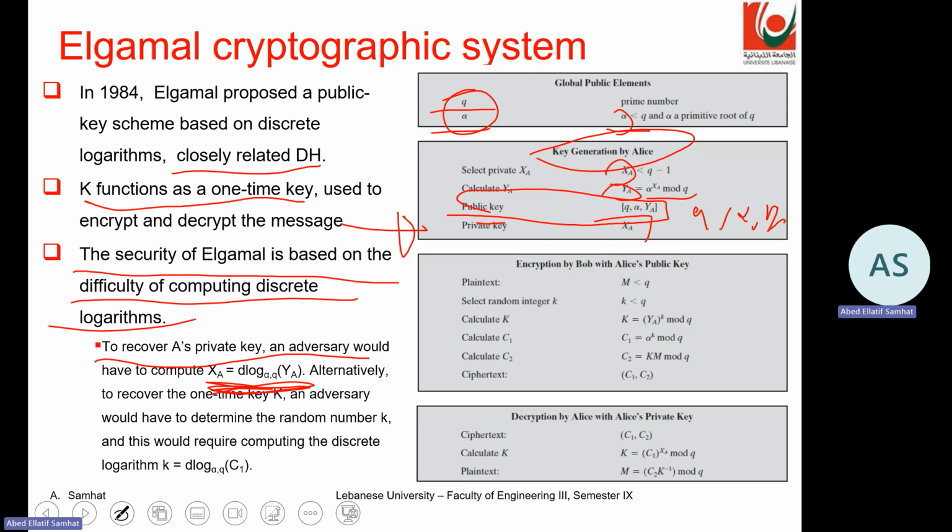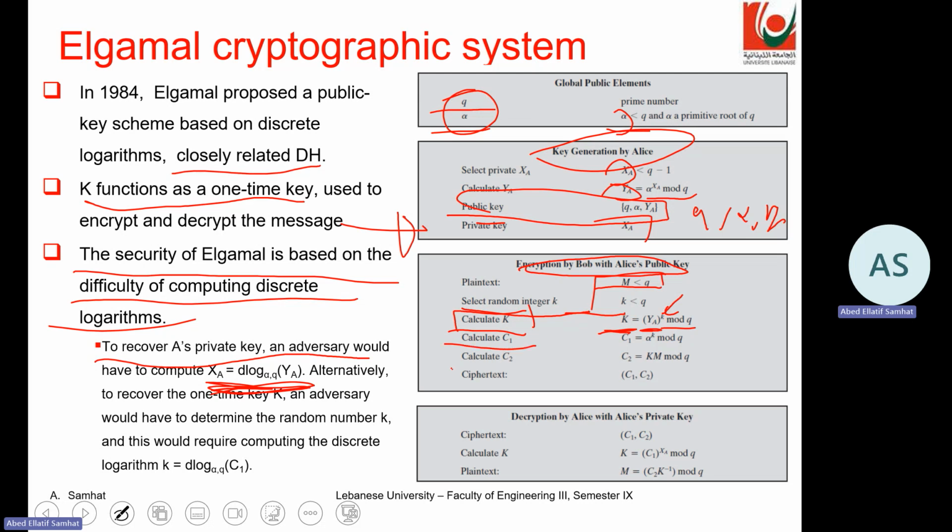So in this case, if Bob wants to send a message to Alice, Bob will encrypt this message with the public key of Alice. So typically, if we have a plain text, it should be less than Q because we are working modulo Q. And he selects a random integer less than Q. And in this case, he will calculate K such that K equal YA to power small k mod Q.